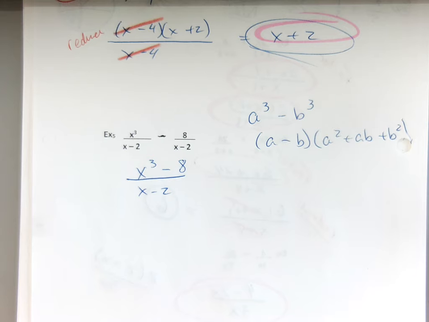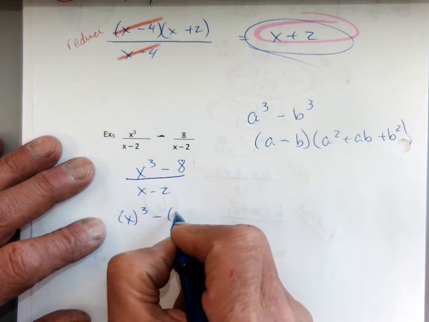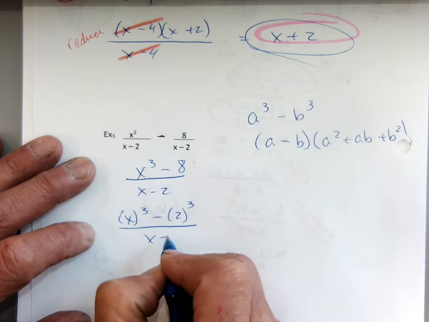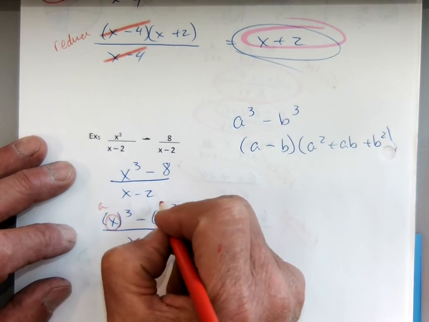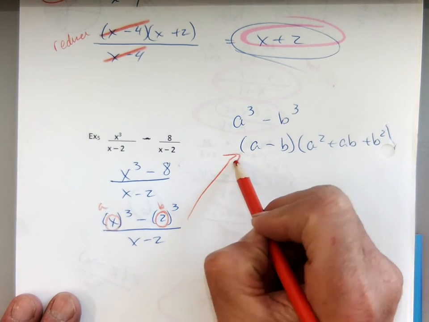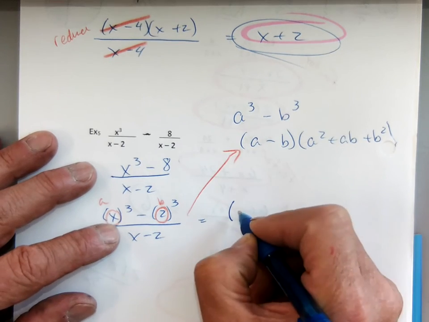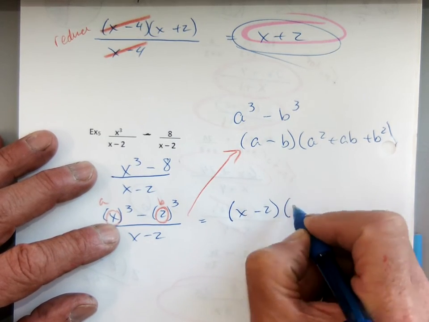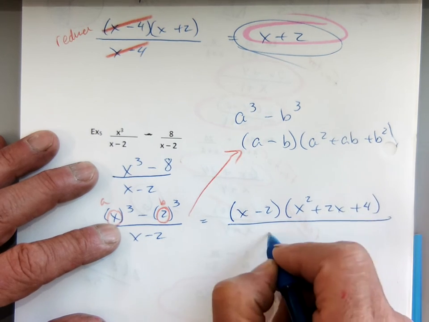So would you change 8 into 2? Yes. So I have an x cubed minus 2 cubed over an x minus 2. So there's my a and there's my b, okay? I'll step back and let you guys look at that. I'm just going to put that into the formula, but I'll wait for you. I've got a perfect cube subtracting another perfect cube. All right, I'm going to rewrite this as x minus 2 times x squared plus 2x plus 2 squared, or 4, over x minus 2.